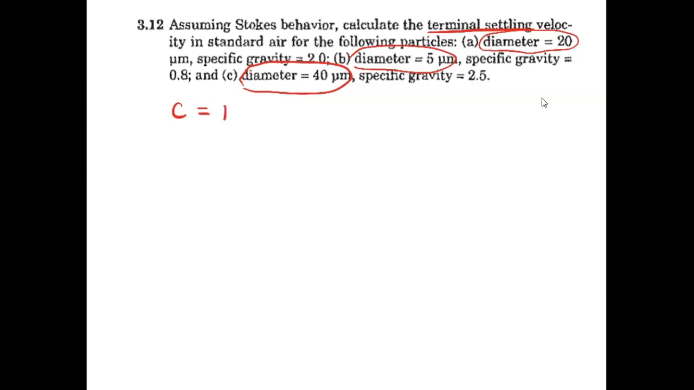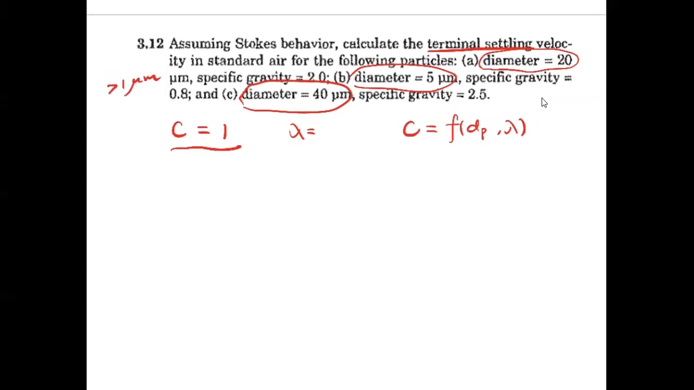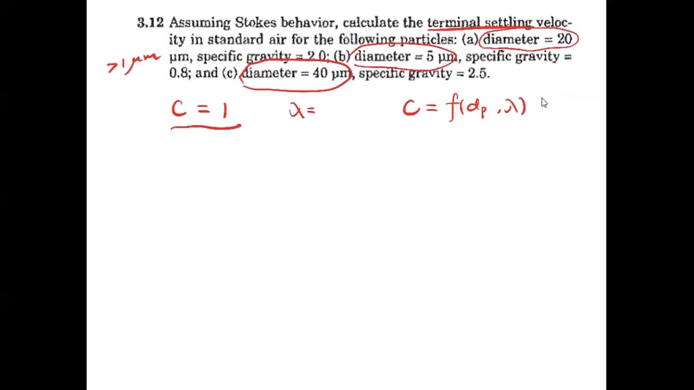We don't need to go through the equation to calculate the mean free path, because that equation is quite complicated. And C is a function of the particle size and mean free path, so that's also quite complicated. I think you have gone through that in your homework problems. For this problem, just by looking at the diameter, it's larger than 1 micron, so we can assume that the Cunningham correction factor is 1. This will simplify our analysis here.